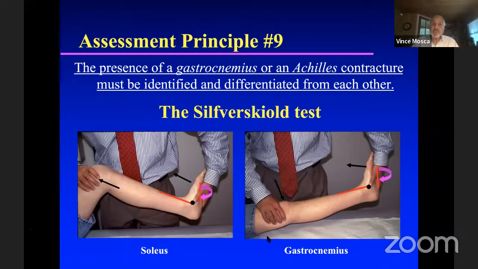So assessing subtalar motion and assessing contracture of the heel cord are two very important physical exam tests that you need to perfect. And I think a few seconds under mini fluoroscopy will help you.